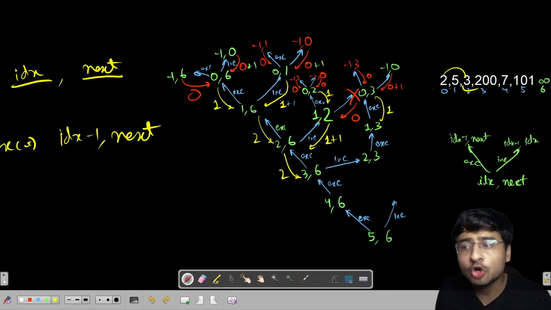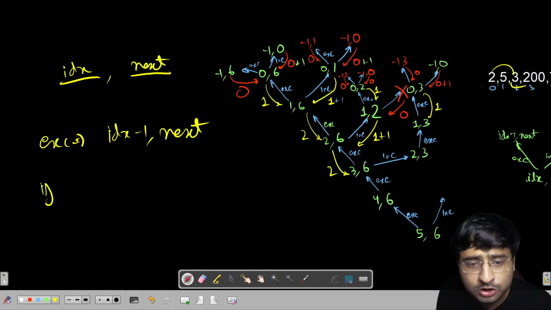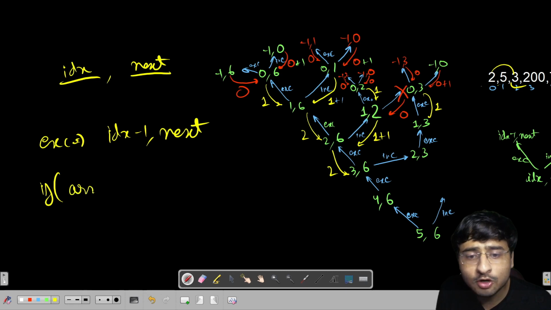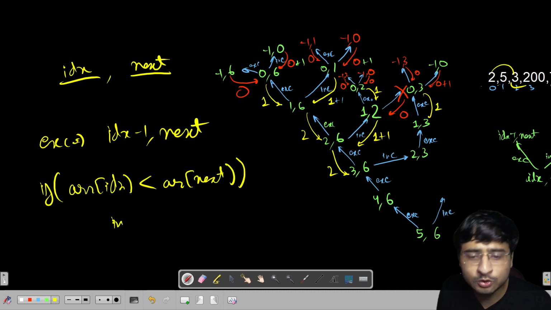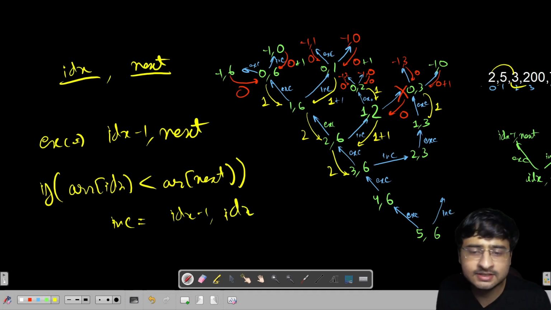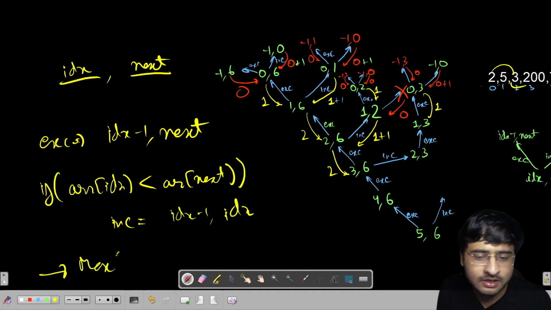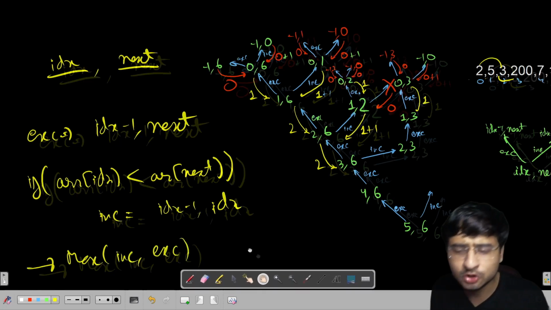No. So I will not do an inclusion call. So when will I do an inclusion call? I will only do an inclusion call if ARR of IDX is less than ARR of next. If this is the case, I will only do the inclusion call, and in the inclusion call, I will pass index -1. And since I am getting included, I will become the next index. In the end, I will return the max of including, excluding. And I hope this recursion code is clear to everybody, right?